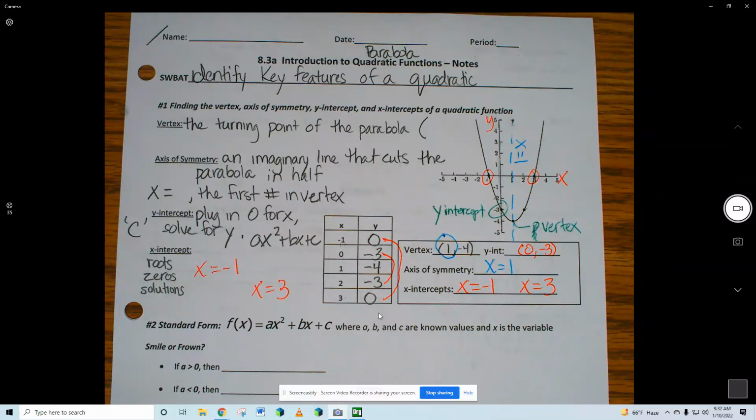I gave you a graph, and I told you what each little thing was. These vocab words, you need to know what they are. So you need to start learning them and remembering them.